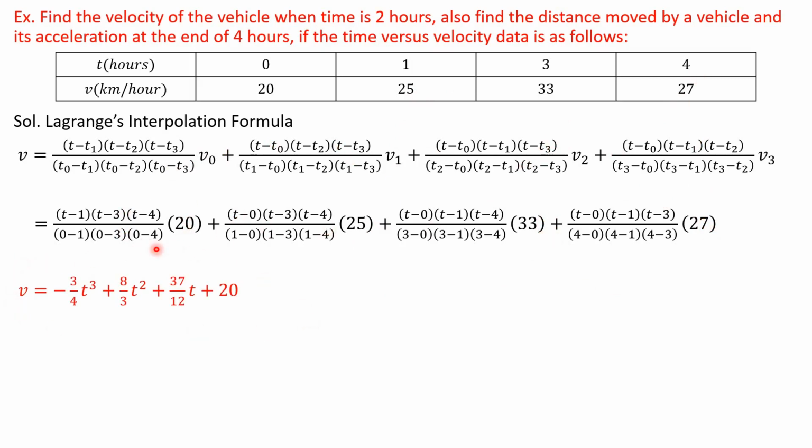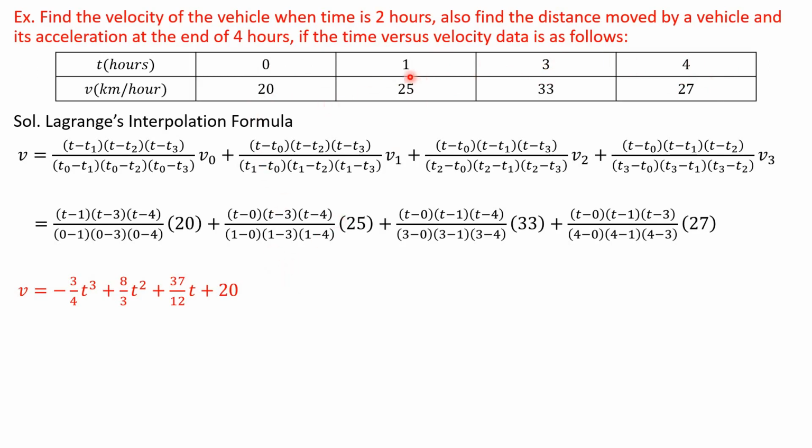So v is, see, we got third degree polynomial because there are 4 values, okay, 4 inputs and 4 outputs. So you got third degree polynomial, minus 3 by 4 t cube plus 8 by 3 t square plus 37 by 12 t plus 20. You can check this, thus this polynomial fits given data. You put any value of t from these 4 values, you will get corresponding value of v.